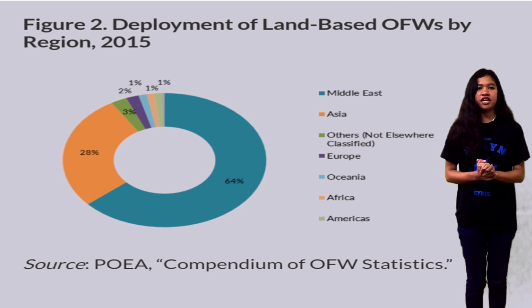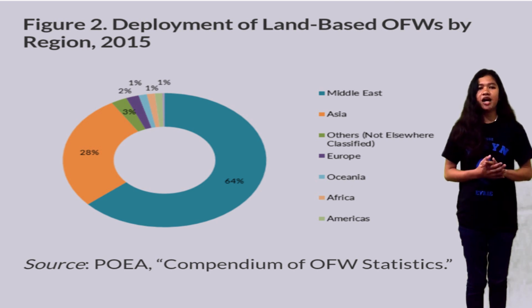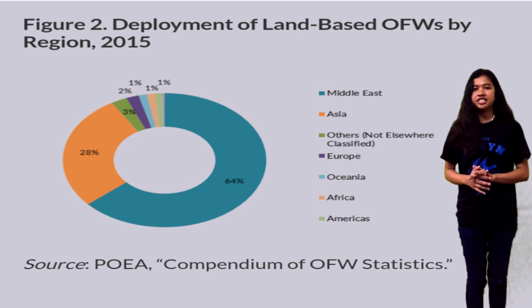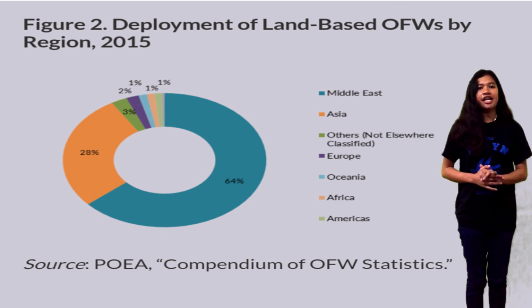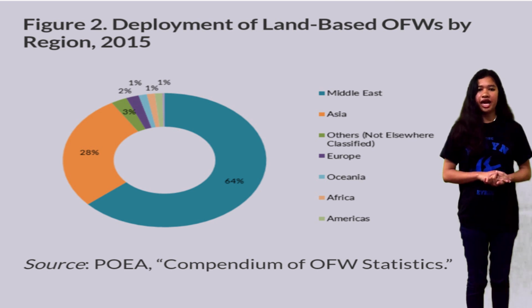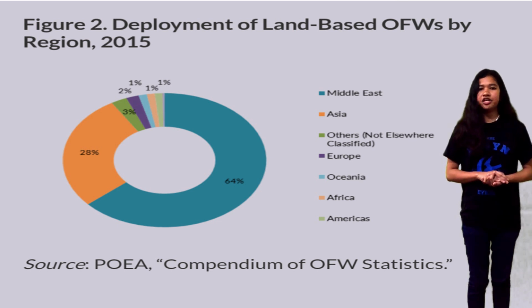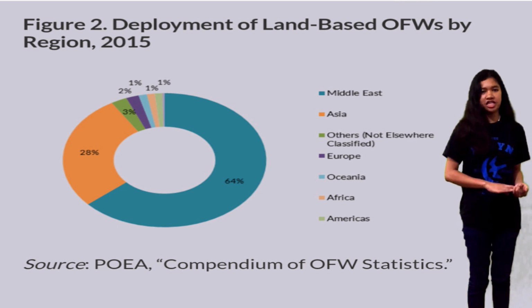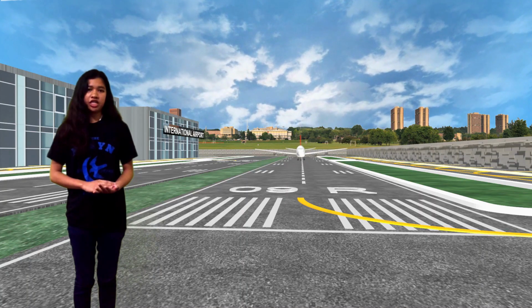The Middle East receives the largest share of OFWs with 64%. 6 of the top 10 destinations for new hires and rehires were from this region, namely Saudi Arabia, United Arab Emirates, Qatar, Kuwait, Oman, and Bahrain. This is followed by Asia with 28%, and the remaining top destinations were Singapore, Hong Kong, Taiwan, and Malaysia. The patterns of migration are changing.